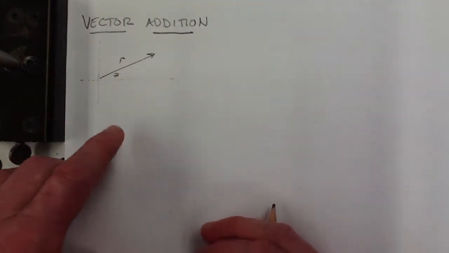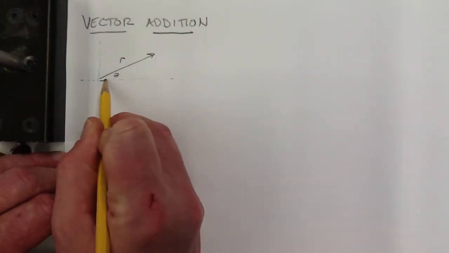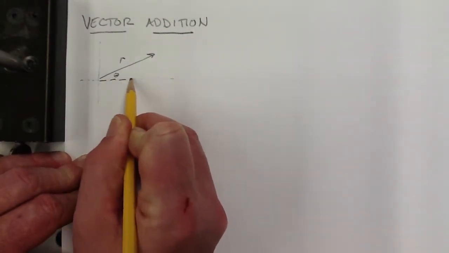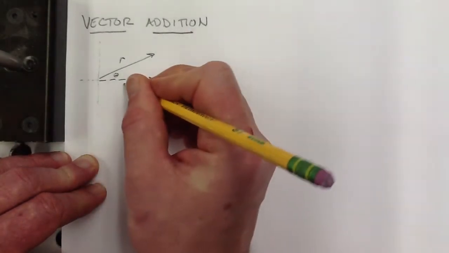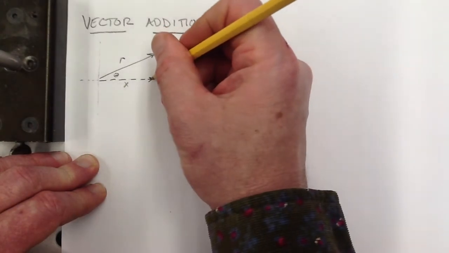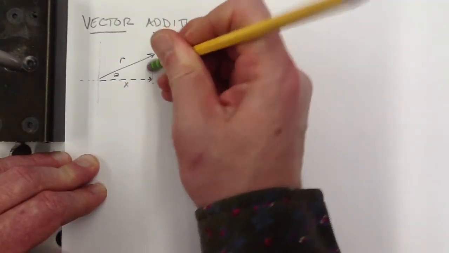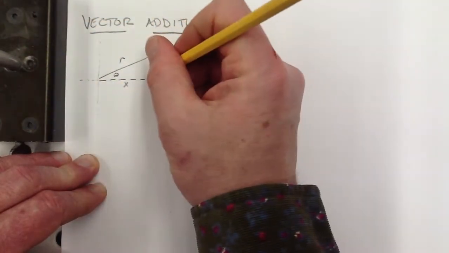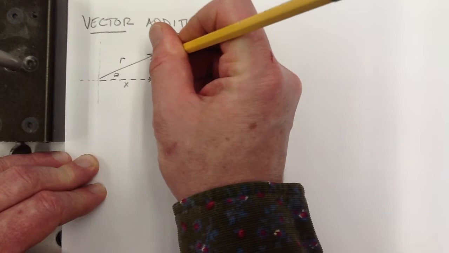Now what we need to be able to do is take that vector and break it up into its x part and its y part. Oops, want to make that a dotted line. What's the big deal with the dotted lines, you might be thinking? Do I really need to bother with that?